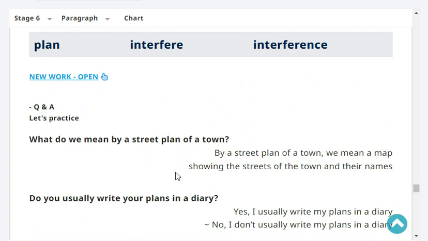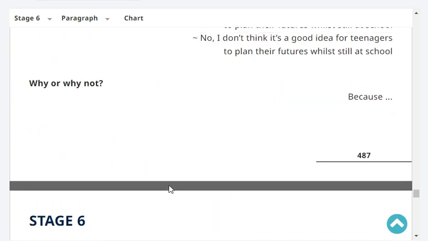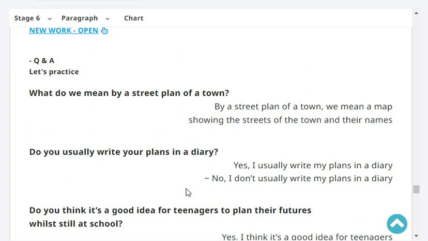What do we mean by a street plan of a town? By a street plan of a town, we mean a map showing the streets of the town and their names.